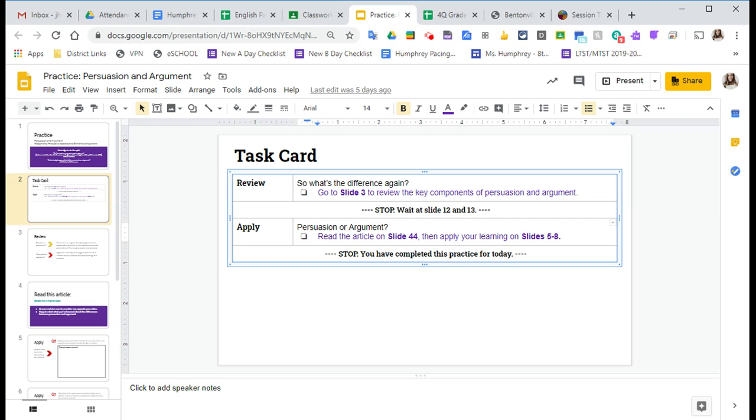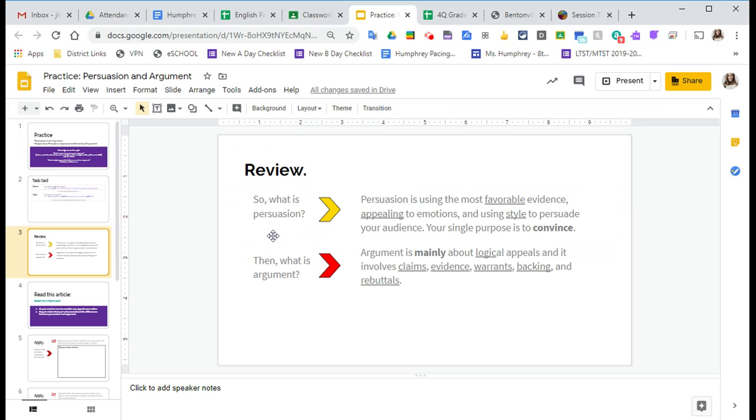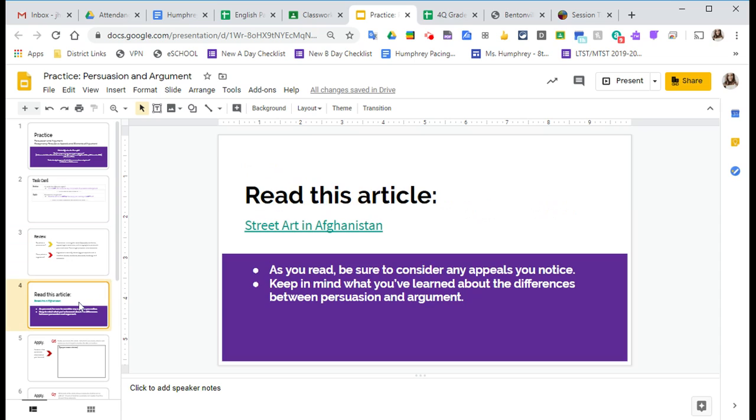So slide 4. You're going to apply some of this information to an article that you're going to read. So slide 3 is going to review again the big differences between persuasion and argument. When you get to slide 4, there is a link to an article. Specifically, as you read, you need to make sure that you're thinking about the persuasive appeals. If you need to go back to the earlier introduction slide from last class, you can to help you.